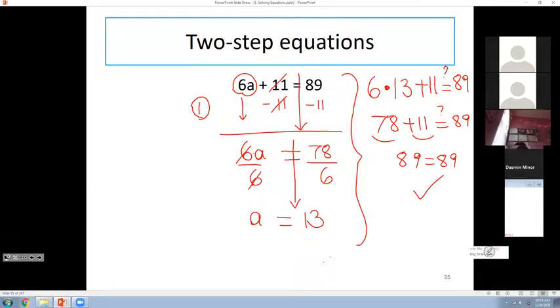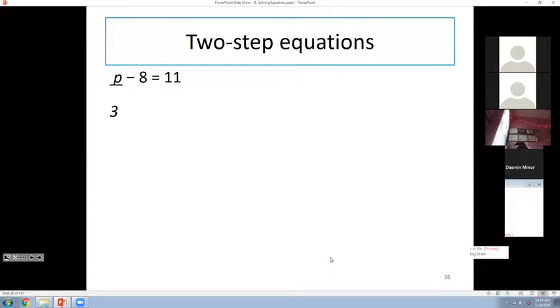Now, let's do one more and then we will be all set for today. Okay. Ladies and gentlemen, let me rewrite the question. P over 3 minus 8 is equal to 11.